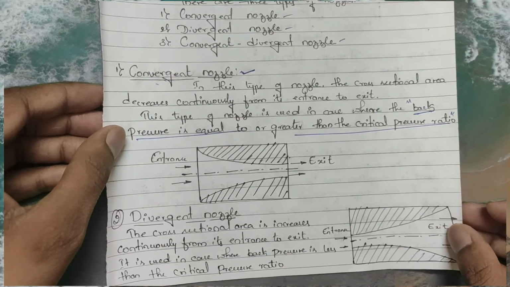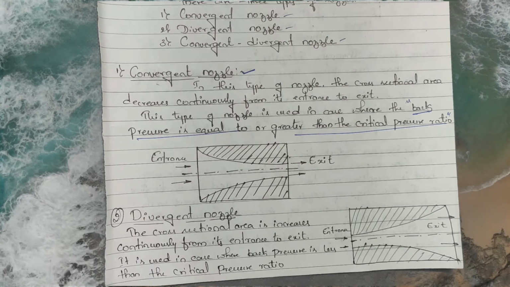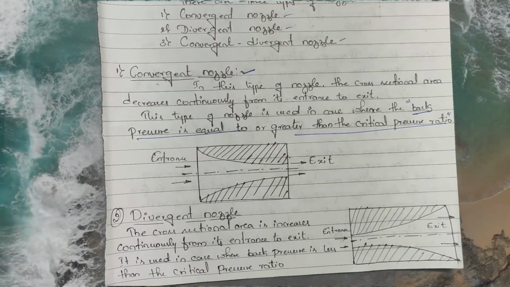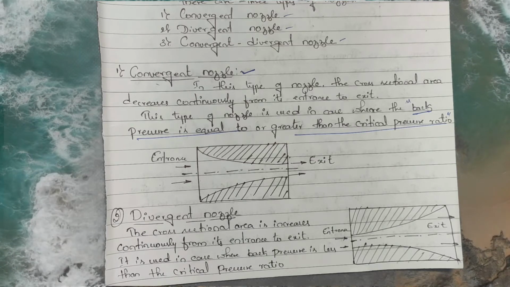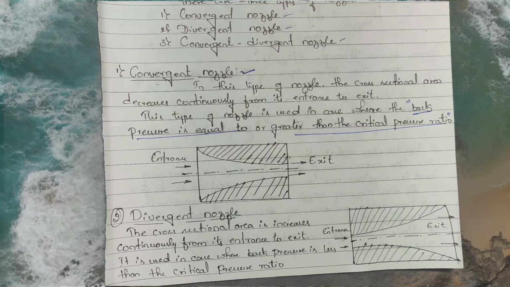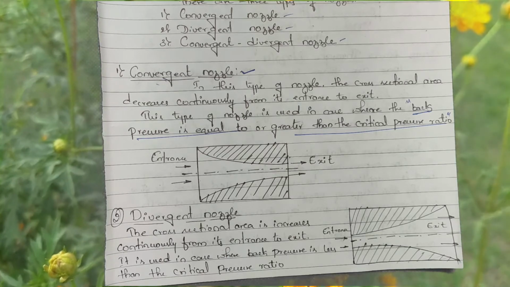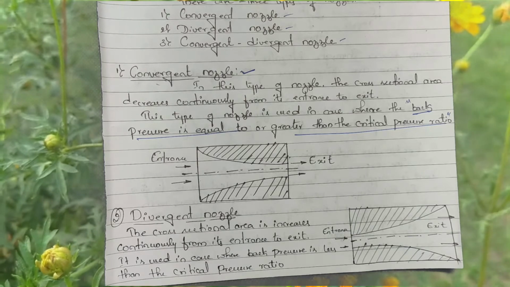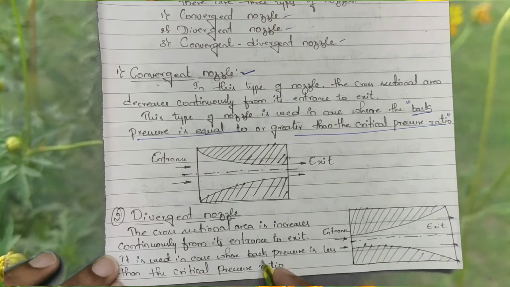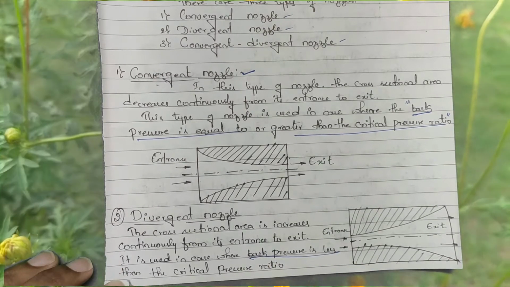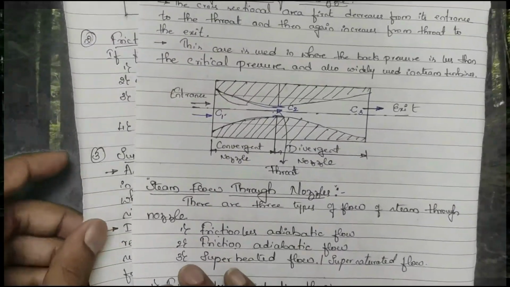Then what is a divergent nozzle? In the divergent nozzle, the area increases from the entrance of the nozzle to the exit of the nozzle. These two are very important. Convergent is used where the back pressure is equal to or greater than the critical pressure ratio, but divergent is used where the back pressure is less than the critical pressure ratio.